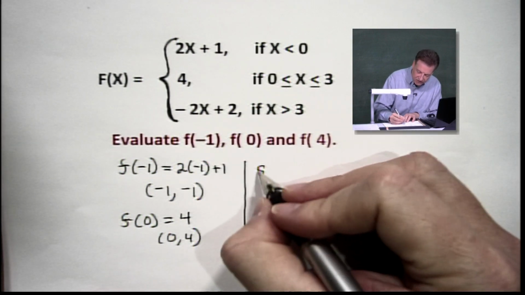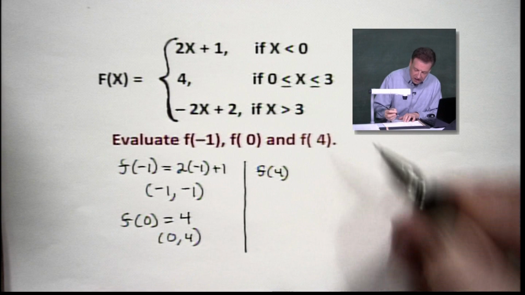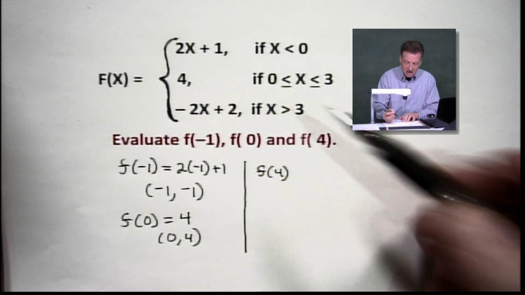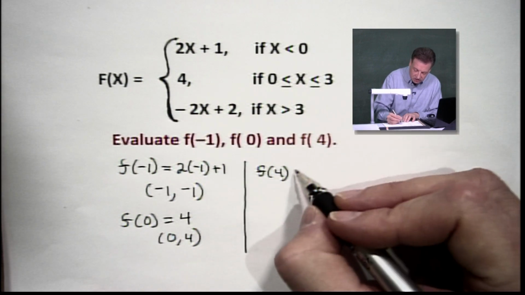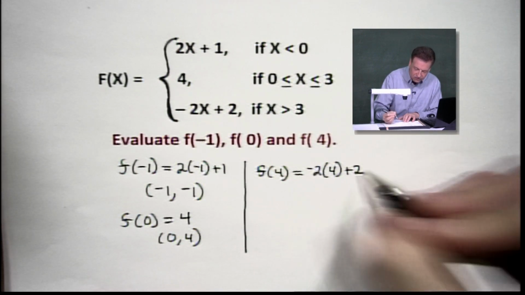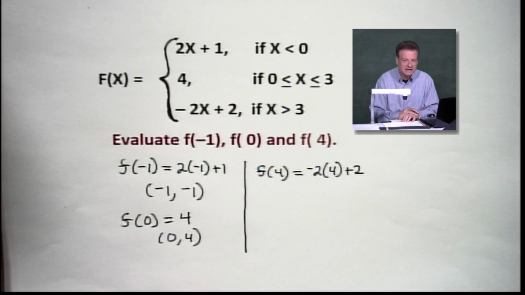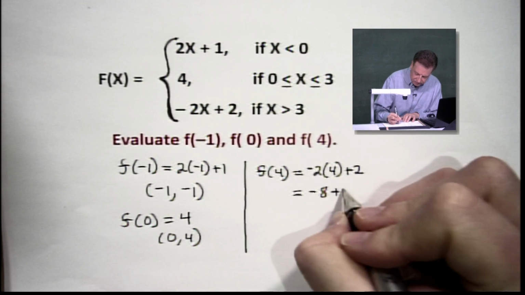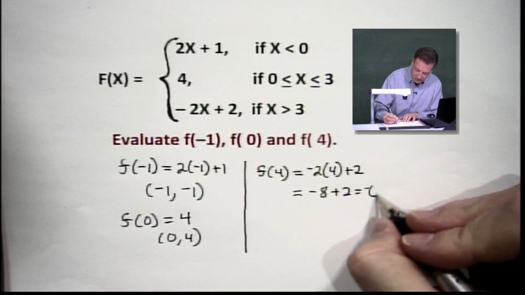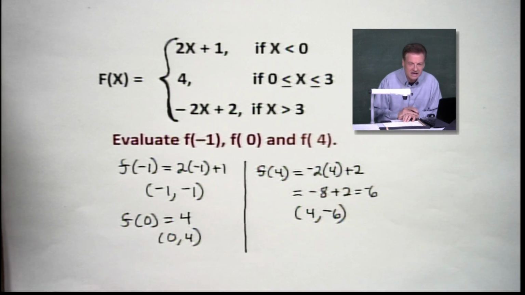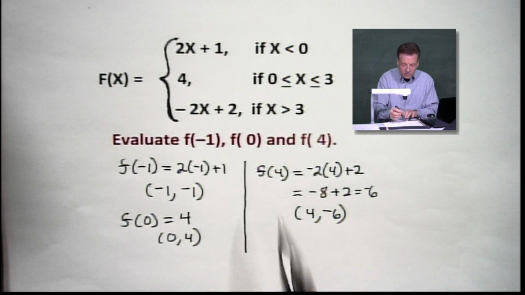How about the function of 4? And I'll look at that. Which of these requirements does it meet? Well, it's greater than 3. All right? So we're going to use this function, this negative 2 times 4 plus 2. All right? That's our storyline here. So we put in the 4, and we have negative 8 plus 2. And that's going to give you negative 6. Ordered pair for this one would be 4 and negative 6. So that's what we're looking at, folks.